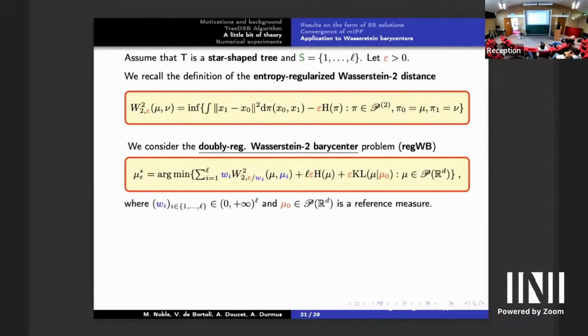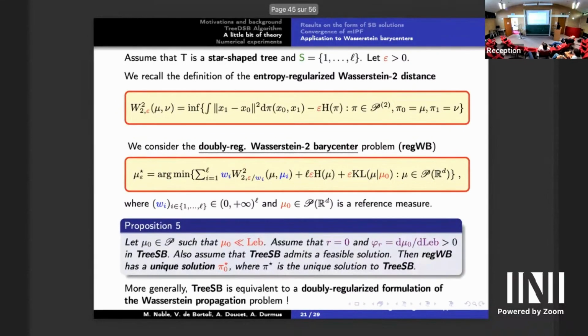Okay, so what I do is I now consider something which is star-shaped. You just have one central node and everybody is linked to this central node, and you have all your constraints on the leaves. So I consider this kind of star-shaped tree. I consider this regularized version of the Wasserstein distance. And so now if I consider this problem, I can actually show that this problem is equivalent to solving a Schrödinger bridge problem. And so I'm just going to spend some time on what it is exactly.